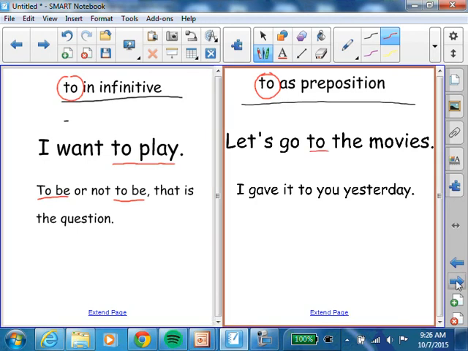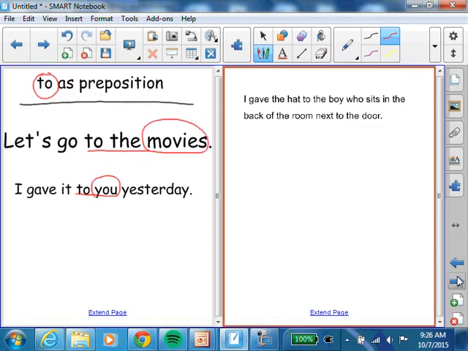Let's go to the movies. The object of that phrase, that preposition, is movies. I gave it to you yesterday. The object of to is you. And there you have it, the distinction between to in an infinitive and to in a preposition.